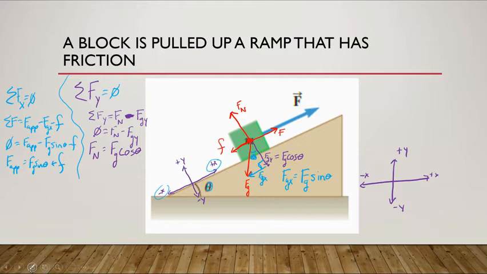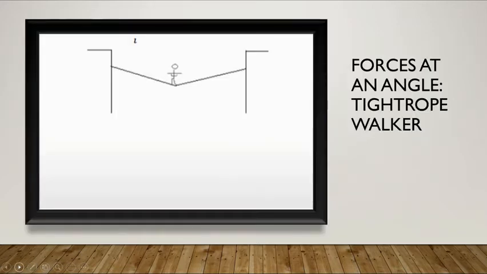Okay. So let's look at another scenario that would be very common. In this case, you have a tightrope walker, and you have a rope that has formed two angles. Maybe they're the same, maybe they're different. We're going to call that angle 1, and we're going to call that angle 2. Okay, so let's draw our free body diagram. Our free body diagram is going to be our force of gravity going down, and then we're going to have what I'm going to call tension 1 and tension 2.